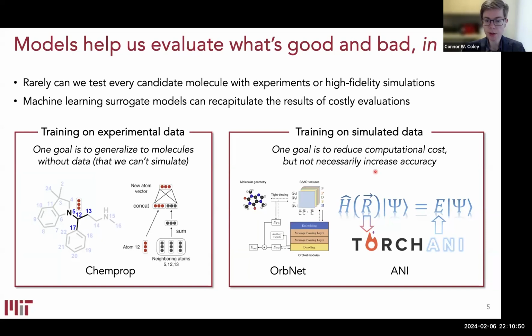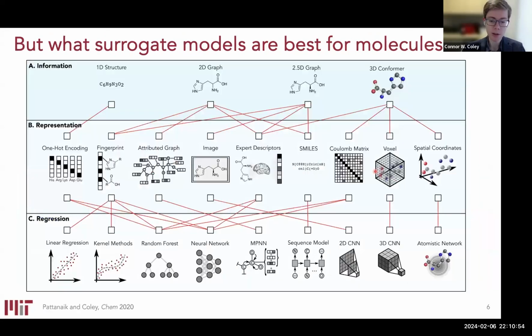Now, connecting structure to function is a nice idea, but when it comes to implementation, you start to encounter many different decisions about how you represent that structure and how you learn that relationship between structure and function. And so there's really a zoo of different molecular representations and different surrogate models that can be used to build this relationship and build these sort of understandings.